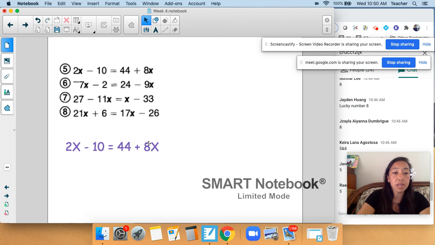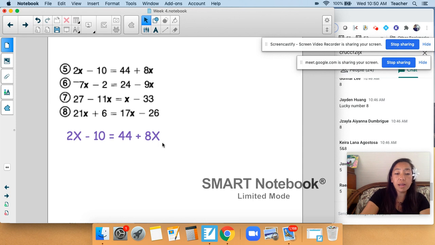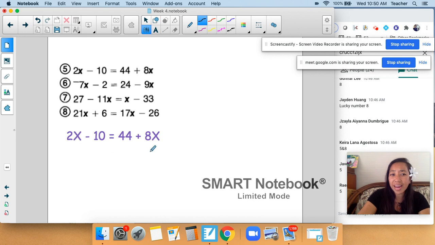As you can see here, we have 2x minus 10 is equal to 44 plus 8x. Now a lot of times we want to move the variables to the left side, but what I do is I look at the variables there and I'm like, oh, I don't want to minus 8x from 2x. I would rather do minus 2x. And why minus 2x? Because it's the inverse operation of plus 2x.